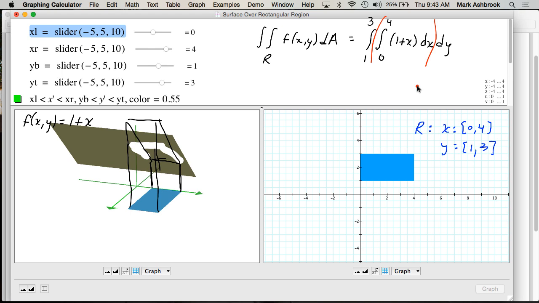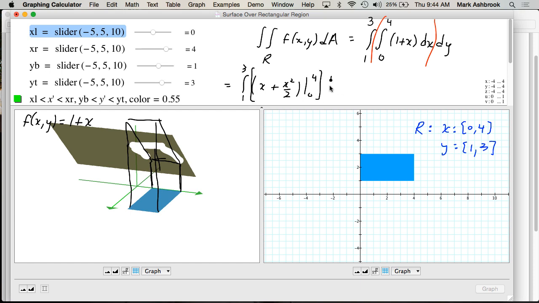If there's just y's sitting by themselves, or expressions of y by themselves, and we're integrating, they're going to get an x when we do the antiderivative, right? But we don't have any y's here, so we don't have to worry about that. So the antiderivative is going to be x plus x squared over 2, and we evaluate that whole thing from 0 to 4.